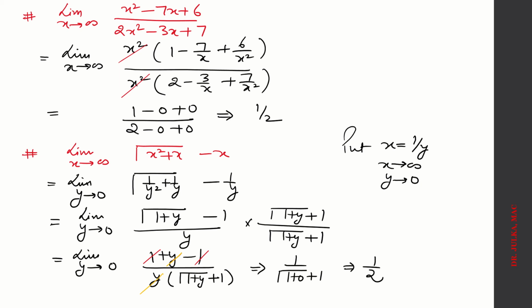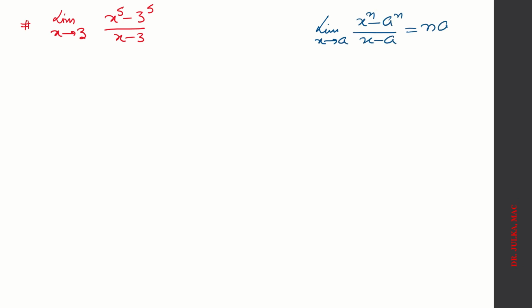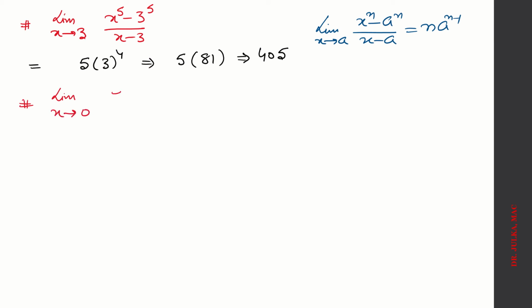Next question, limit x tends to 3, x raised to the power 5 minus 3 raised to the power 5 upon x minus 3. If we put 3 here, we will get 0 by 0. So now we use a formula. Limit x tends to a, x raised to the power n minus a raised to the power n divided by x minus a is equal to n a raised to the power n minus 1. Here a is 3 and n is 5. By replacing in the formula, we will get 405 as the answer.